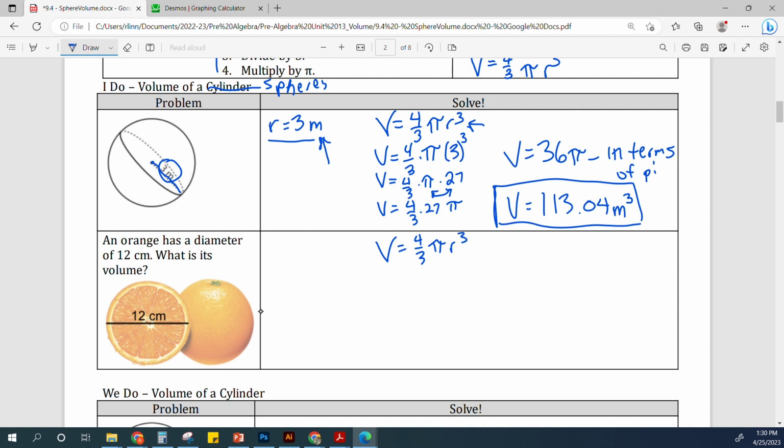So in order to solve this, I need to find my radius. Now my problem doesn't tell me the radius, it tells me the diameter. So I know the diameter is equal to 12, which means that my radius is going to be half that, because if my diameter, which is the full length, is 12, my radius, which is half of that, is going to be just 6. So I've got a radius of 6. So now let's go ahead and multiply this out. Volume equals 4/3 pi times 6 cubed.